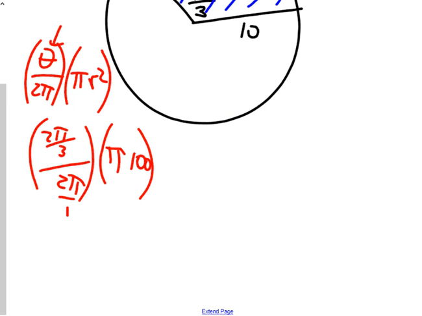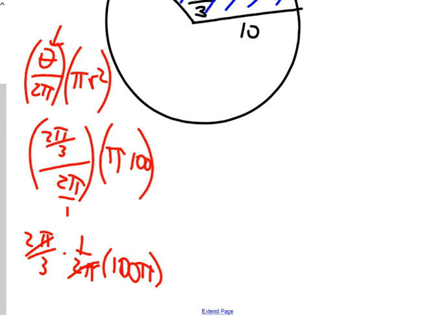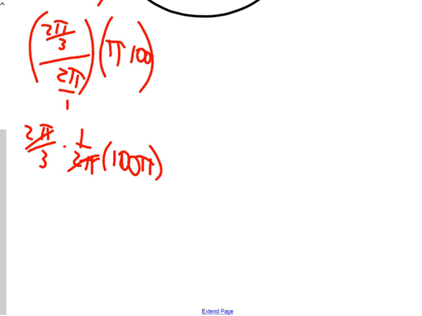And then I hope you were able to flip and multiply: 2 pi over 3 times, flip it, 1 over 2 pi, and ooh, the 2 pi's are just going to cancel right off. And so that's 1/3 of pi times 100, or 100 pi. So that's 100 pi over, and again, I canceled my 2 pi's. There we go. So I have 1/3, so 100 pi over 3. Raise your hand if you had that one right. Okay, awesome.